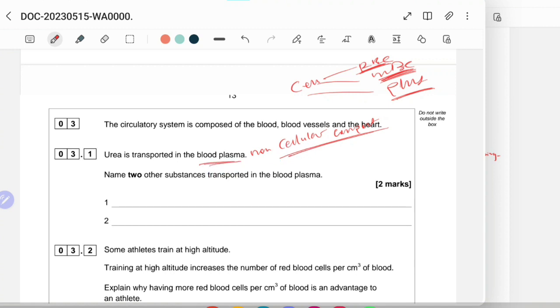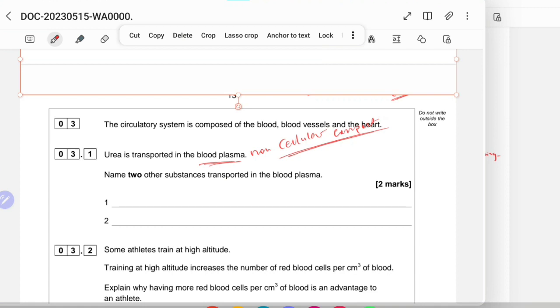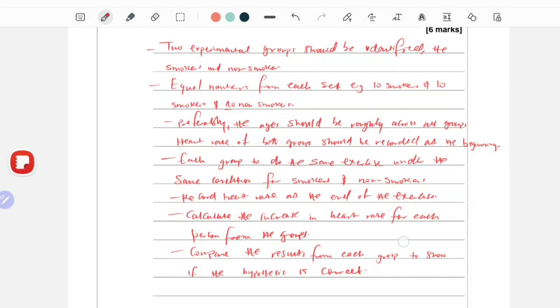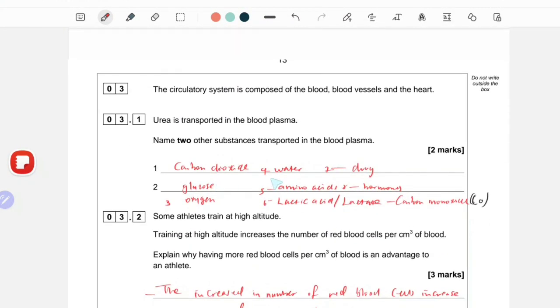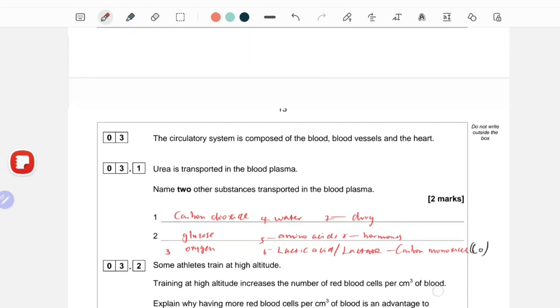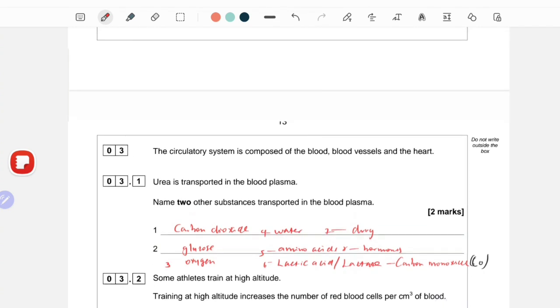So the answer to this question will be carbon dioxide, glucose, oxygen, water, amino acids, lactic acid or lactate, drugs, hormones, carbon monoxide. I mentioned as much as possible on purpose so that you can remember.